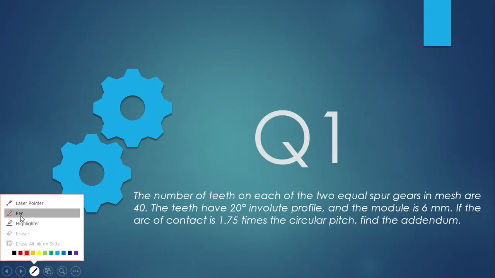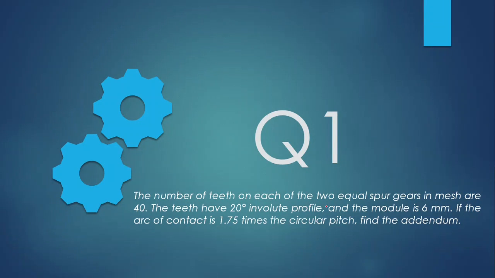Here, the number of teeth on each of two equal spur gears. Two equal spur gears means the number of teeth are equal, then the diameters are equal. Diameter of both spur gears are equal, then the pitch circle radii are also equal. The number of teeth on each wheel is equal to 40.